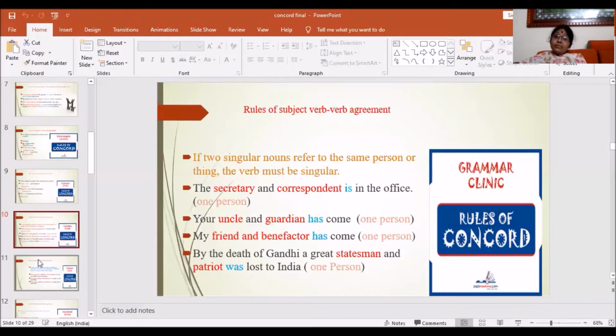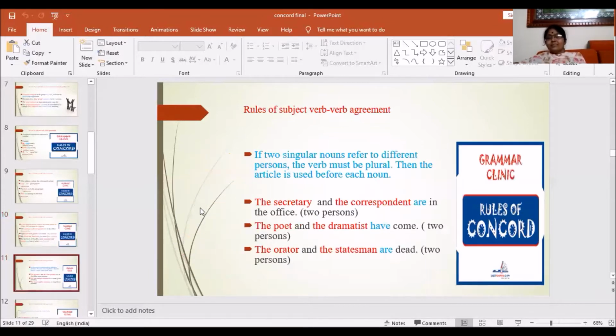So, what do we understand? If two singular nouns refer to the same person or thing, the verb must be singular. Example: the secretary and correspondent is in the office. Your uncle and guardian has come. My friend and benefactor has come. By the death of Gandhi, a great statesman and patriot was lost to India. Is it clear? Now let us go to a little complex one. Just careful understanding will make things easier.